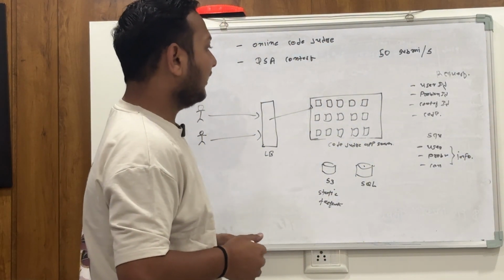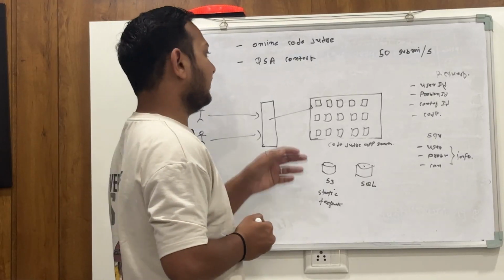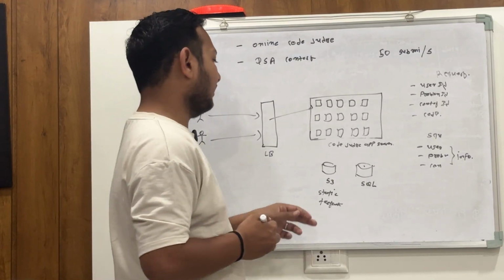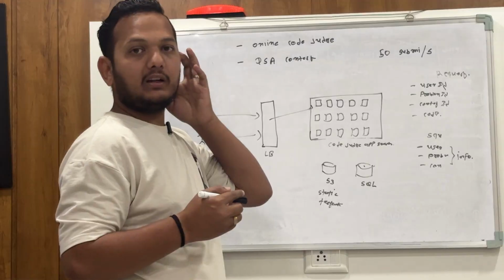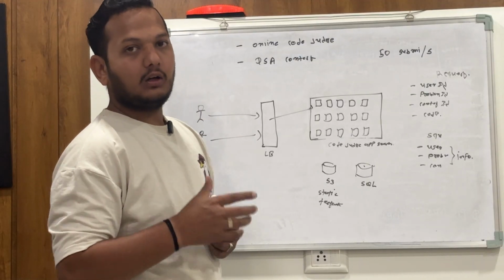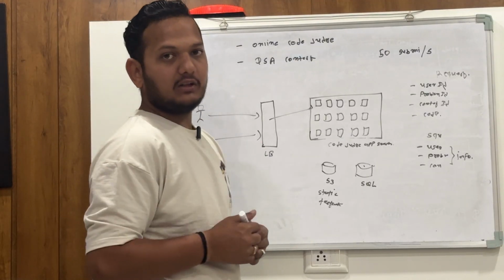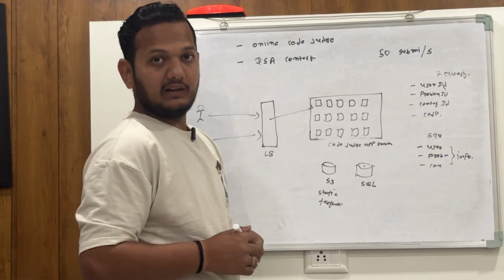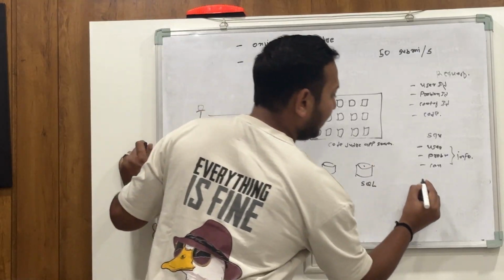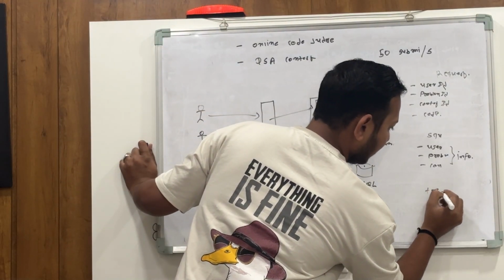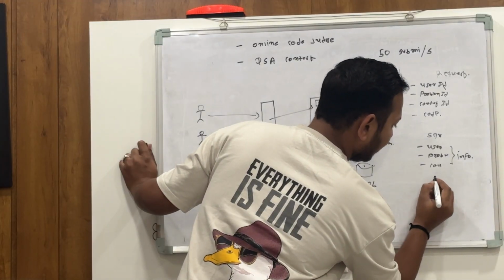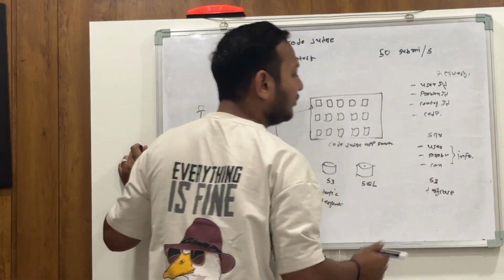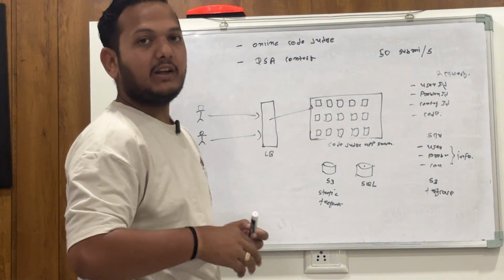Another thing the app server requires is the input and expected output of the code, which we can call the test case file, right? So we will store the test case file in S3. Why do we have to store it there? Because the test case file is very large.